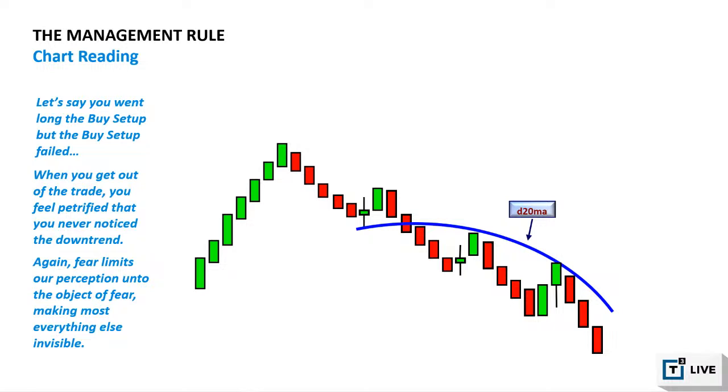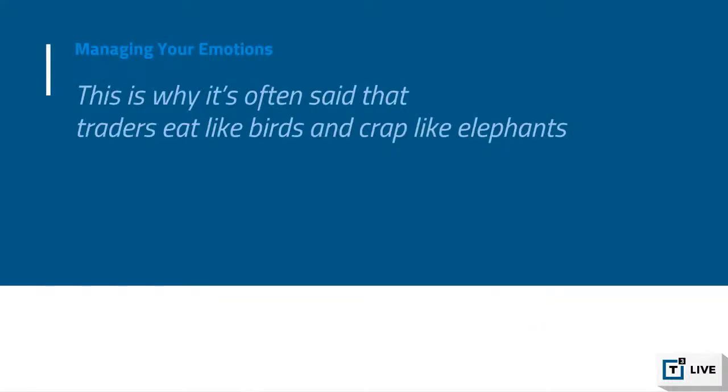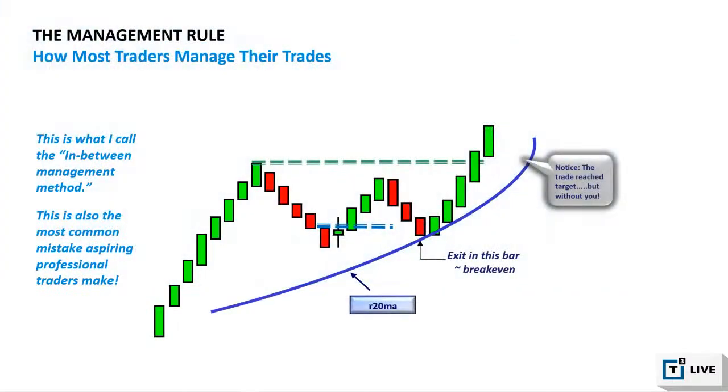Okay. This is why it's often said that traders eat like birds and crap like elephants. When they make money, they make very small money. When they lose, they lose big money, because hope keeps them in losing trades longer than they should have had they not listened to hope, and vice versa for fear. Okay, and this, my friends, is again what I call the in-between management method.